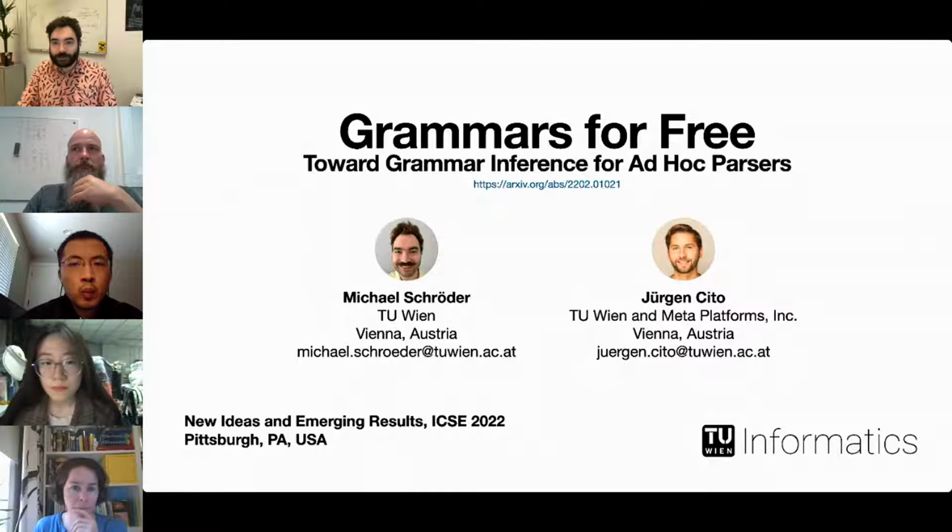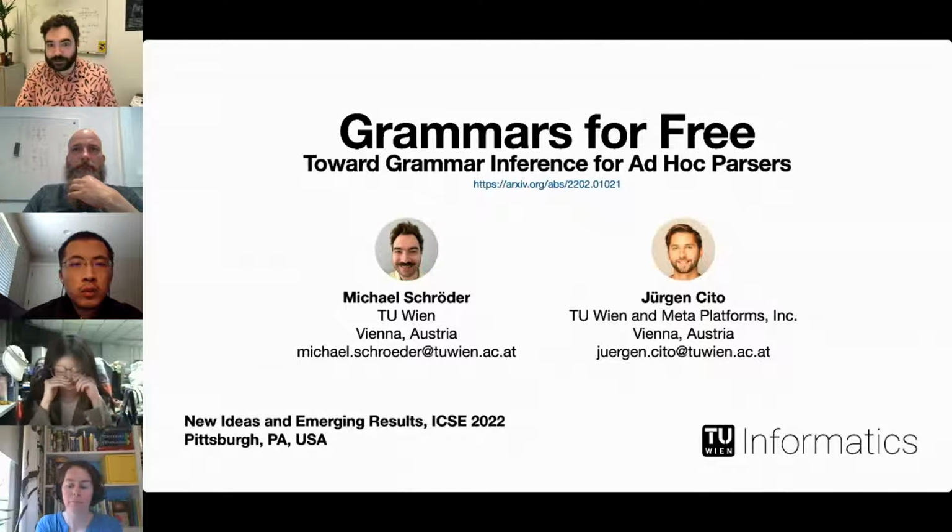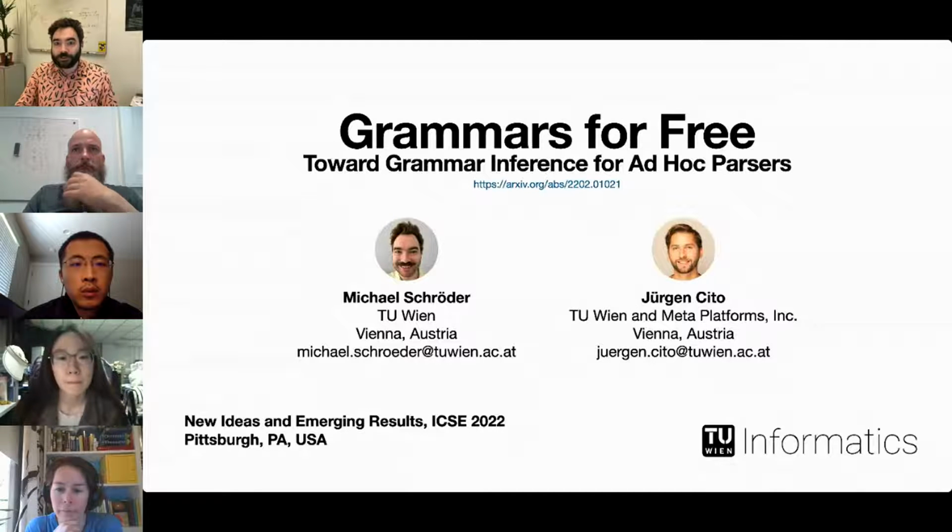Hi, everyone. My name is Michael Schroeder. I'm a PhD student at TU Wien in Vienna, Austria, where my PhD advisor is Jürgen Zito. And this is Grammars for Free, our vision toward grammar inference for ad hoc parsers.